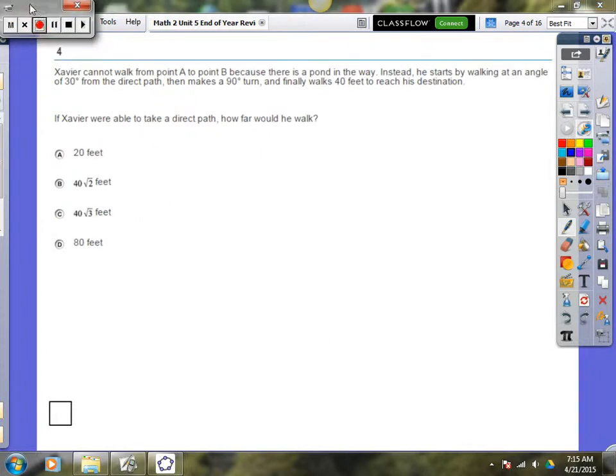Okay, this one's kind of tricky. You gotta draw the correct picture. So Xavier cannot walk from A to B because there's a pond in the way. Instead, he starts walking at an angle of 30 degrees off the path, then makes a 90-degree turn. So something like this. Here's Xavier right here.